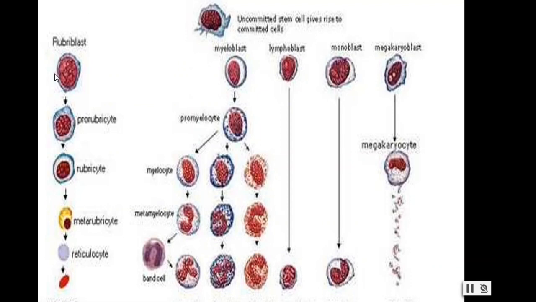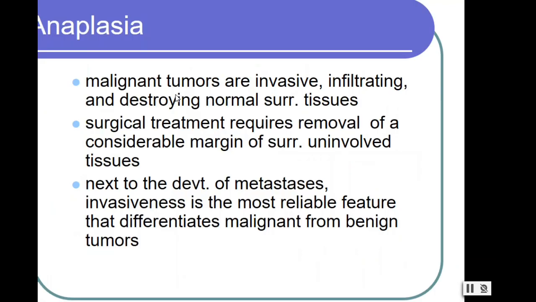Okay? So, take note, the normal nuclear cytoplasmic ratio is 1:4 to 1:6. Meaning, the nucleus is 1/4 to 1/6 the size of the whole cell. But what happened? Masyado ng napakalaki ng nucleus. And there is thickening of the chromatin materials. Okay? So, malignant tumors are invasive, infiltrating, and destroying the surrounding tissue.